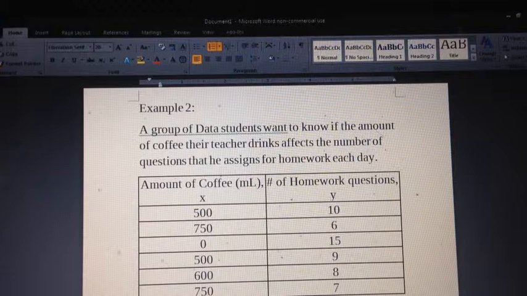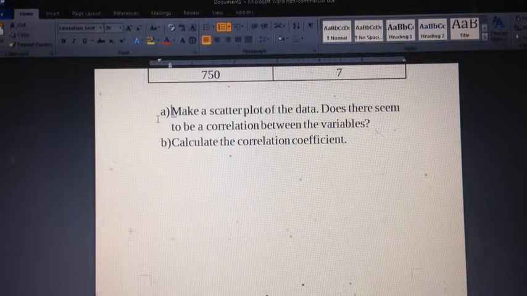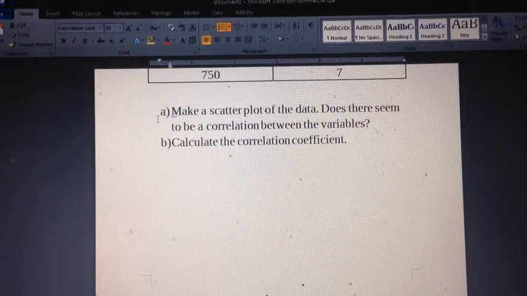Example 2. A group of data students want to know if the amount of coffee their teacher drinks affects the number of questions that he assigns for homework each day. The data is shown in the following table. A. Make a scatterplot of the data. Does there seem to be a correlation between the variables? And B. Calculate the correlation coefficient.